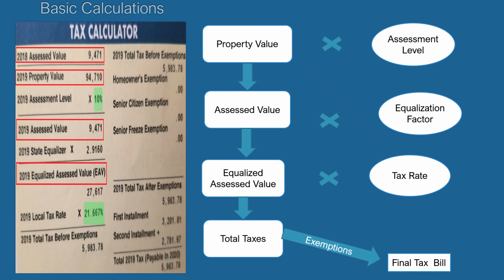Okay, so you pretty much multiply that times the 95,000. That gives you your now assessed level. You then take into consideration the equalization factor, which once again levels the playing field as far as assessments. That then is now called the equalized assessed value. And then lastly, you multiply it times your tax rate, and that will give you what your tax bill is going to be before exemptions.